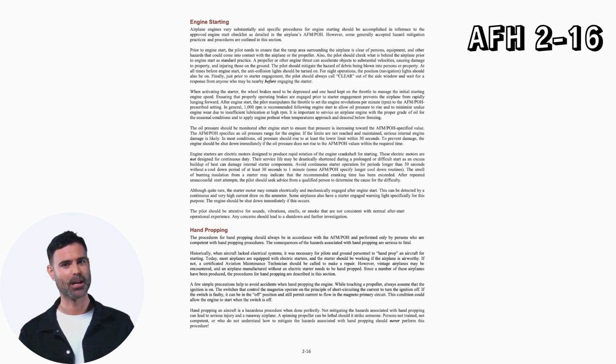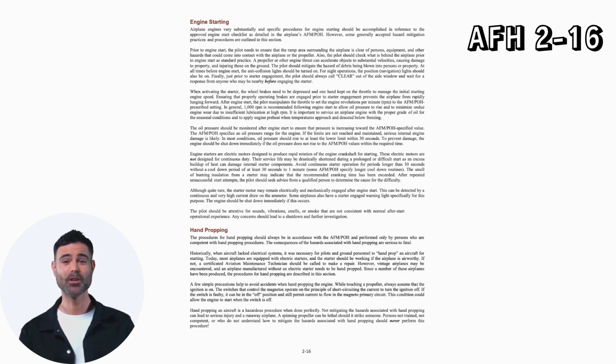A propeller or other engine thrust can accelerate objects to substantial velocities, causing damage to property and injuring those on the ground. The pilot should mitigate the hazard of debris being blown into persons or property. At all times before engine start, the anti-collision lights should be turned on. For night operations, the position navigation lights should also be on. Finally, just prior to starter engagement, the pilot should always call "clear" out of the side window and wait for a response from anyone who may be nearby before engaging the starter.